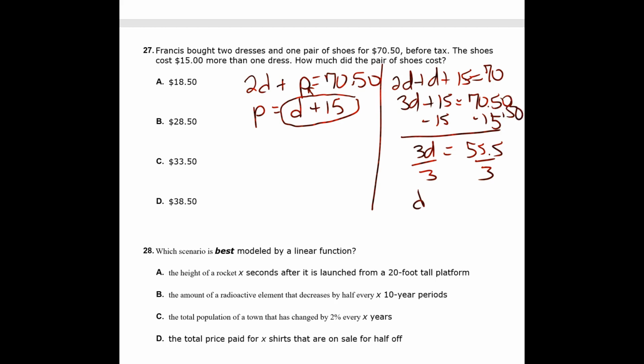We get the dress costs $18.50. All right, and so the dress costs $18.50. Then the pair of shoes is $18.50 plus 15. So $18.50 plus 15 gives me $33.50. So the answer is C.